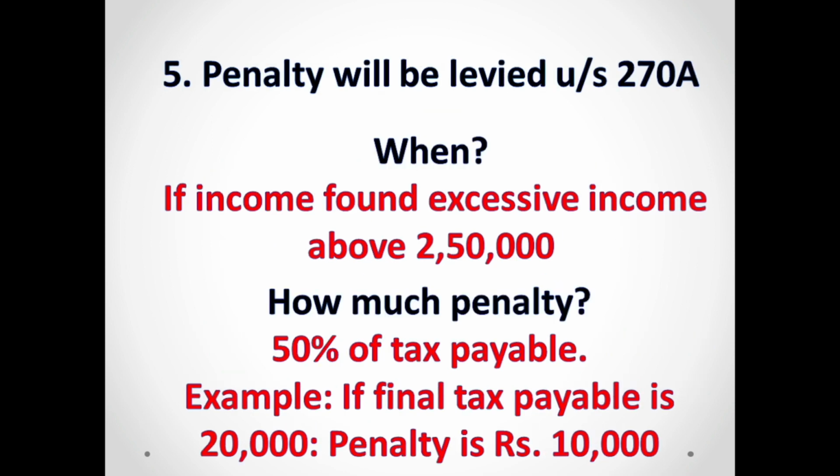Next consequence, there will also be a penalty levied under section 270A. Now, what is this 270A? It applies if you have underreported your income. Underreporting is when your income is found to be in excess of the minimum limit, that is 2.5 lakh. If he finds any income above this limit, he will assess your income from 2.5 lakh till the determined limit. Let's say he determines 10 lakh. On that 7.5 lakh, he might levy 50% of the tax payable. So if the final tax payable is 20,000, the penalty will be 10,000 rupees. So 50% of the tax payable after computing the income, he is going to levy under this section.